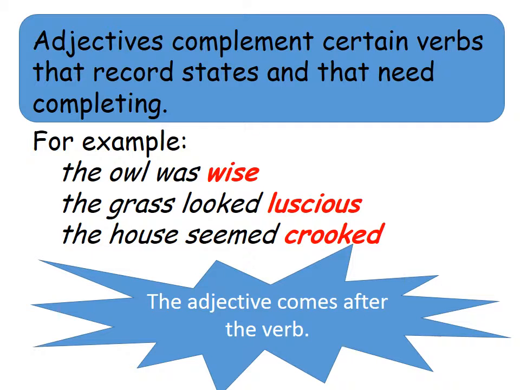Again, the grass looked luscious. Here the verb is looked. You couldn't just leave the sentence, the grass looked. We need to know what it looked like. And the adjective goes on the end to tell us the grass looked luscious. Again, the house seemed crooked. If we left off the adjective, the sentence wouldn't make sense. The house seemed, or what did it seem? And we need the adjective there to describe what it seemed and to act as the complement for that verb seemed. So here the adjective comes after the verb.